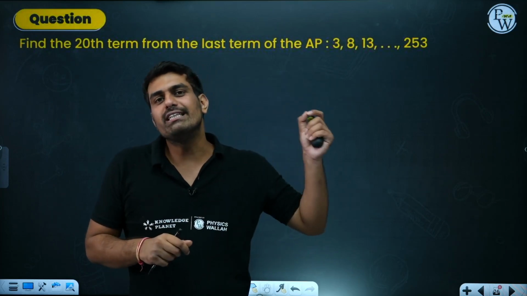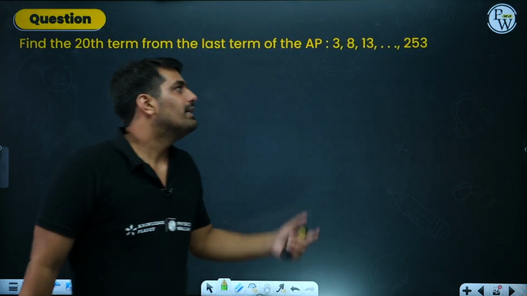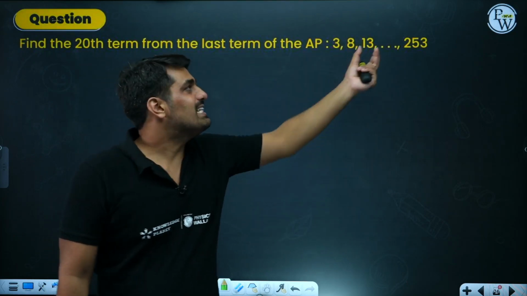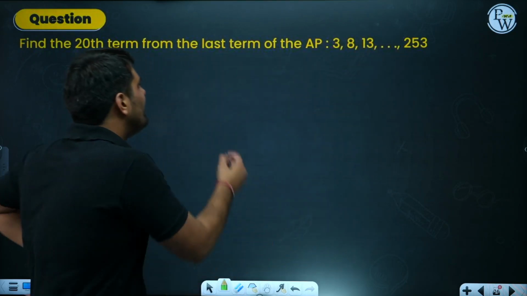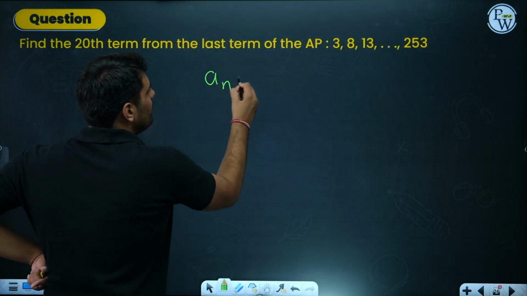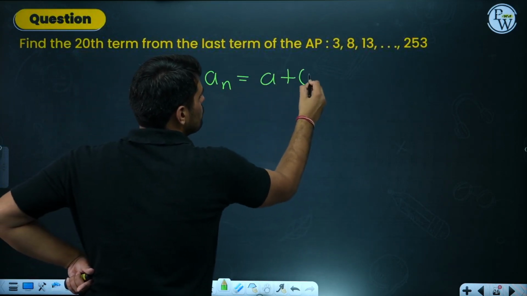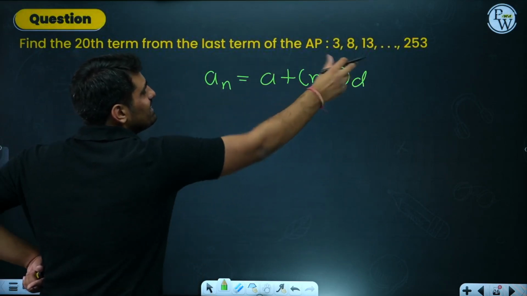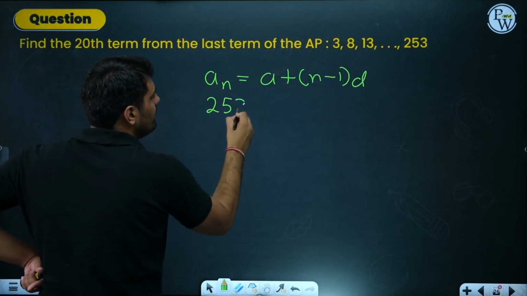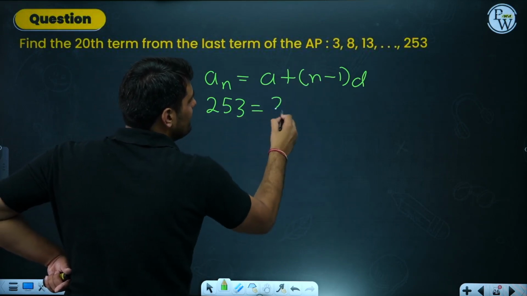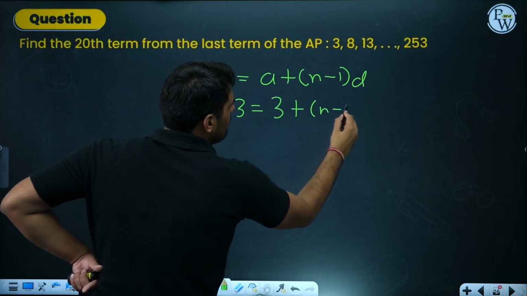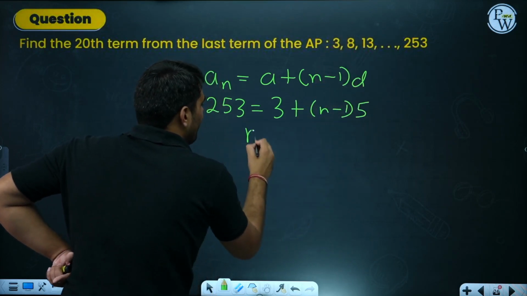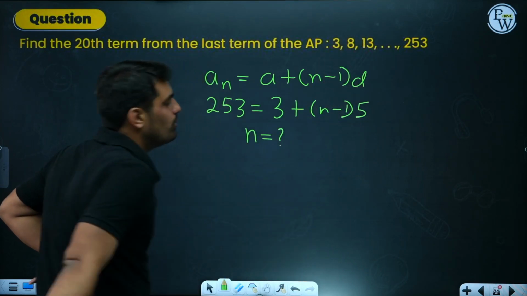So when this question is in front of them, what do they do? The AP is given to you, the value of A is there, the value of D is there, and since the last term is there, you can always use the formula AN equals A plus N minus 1 into D. And you can put in the values of AN. The last term for you is 253. You have the value of A as 3. You don't know the value of N over here. You have the value of D, that means 8 minus 3 is 5. Calculating this part, you will be able to find the value of N.